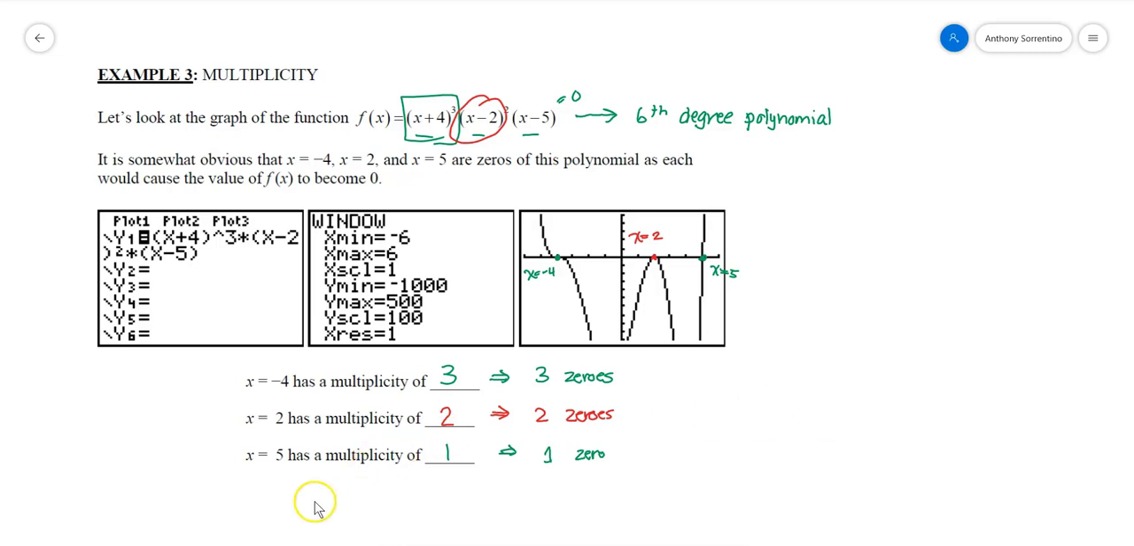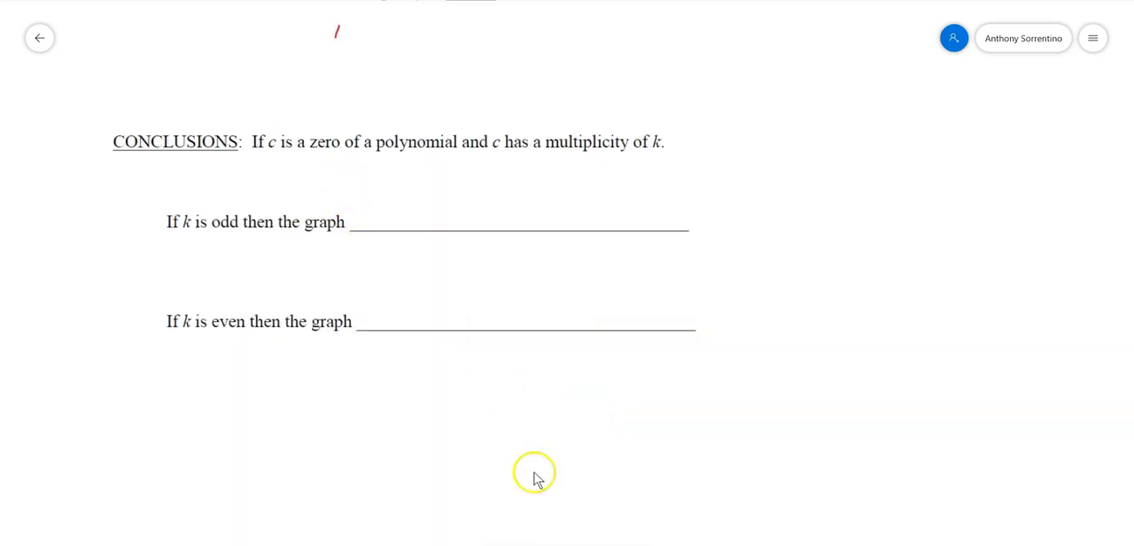The conclusions, which I kind of already gave for this: if c is a 0 of a polynomial with multiplicity of k, then if k is odd, the graph passes through the x-axis. So if it's an odd multiplicity, including 1, which is the most common one you're going to see, it passes through at that value. So if 4 is a 0 of the polynomial, I should see the graph pass through x equaling 4 on the x-axis, and it passes right through.